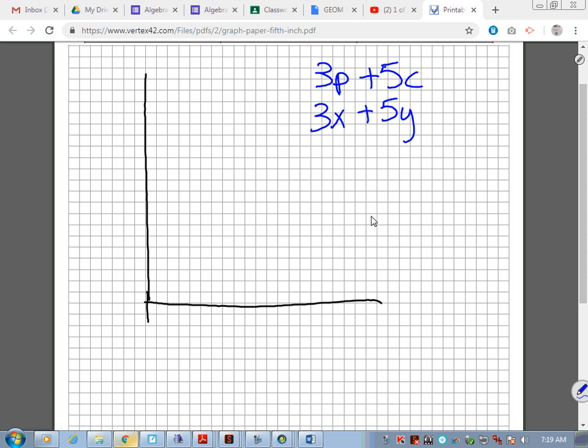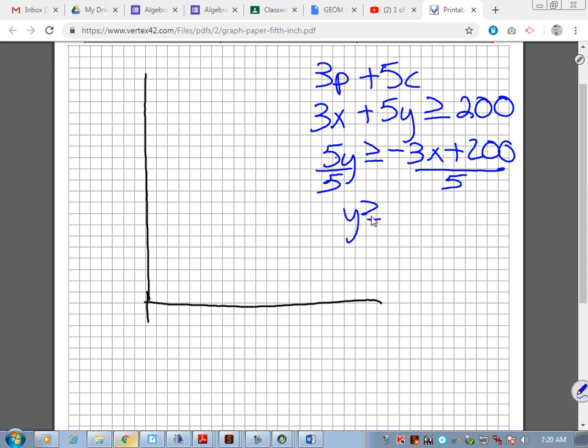And we want an inequality. So it's got to make at least $200, so it's going to be greater than or equal to $200. Because we want an inequality here, or really a graph, we need to solve this for Y so that I can get a y-intercept out of it. So we're going to subtract 3x, so we get 5y is greater than or equal to negative 3x plus 200. Divide by 5.